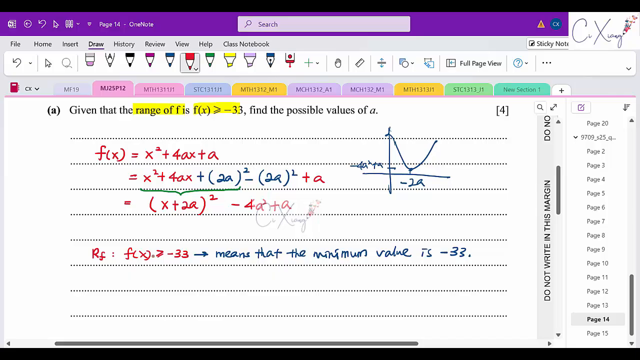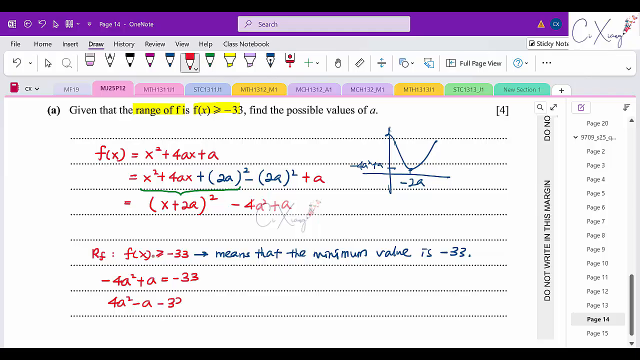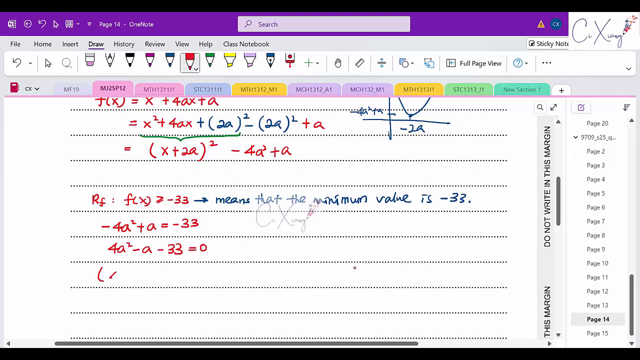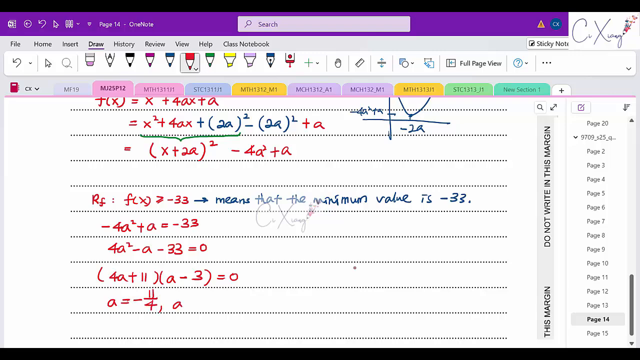So we will let negative 4a squared plus a equal negative 33. Then we try to solve the equation from here. Okay, try to factorize it. I'm having 3 here, then 11. Plus 11 minus 3. Yeah, okay. That equals 0. So from here, you'll get a equals negative 11 over 4, and also a equals 3.